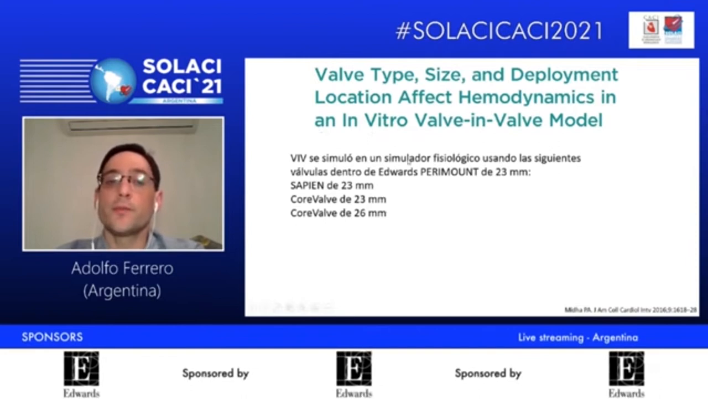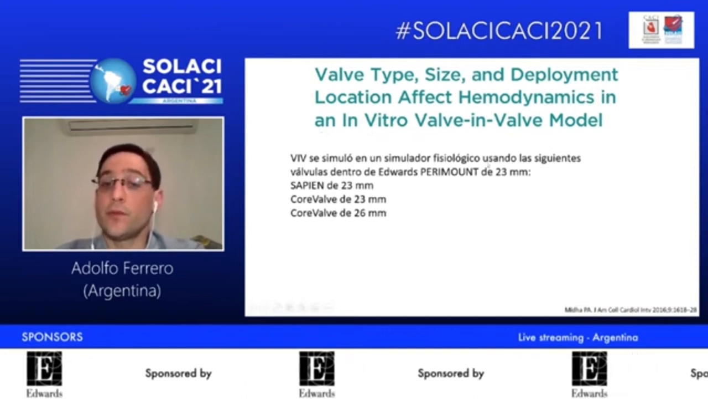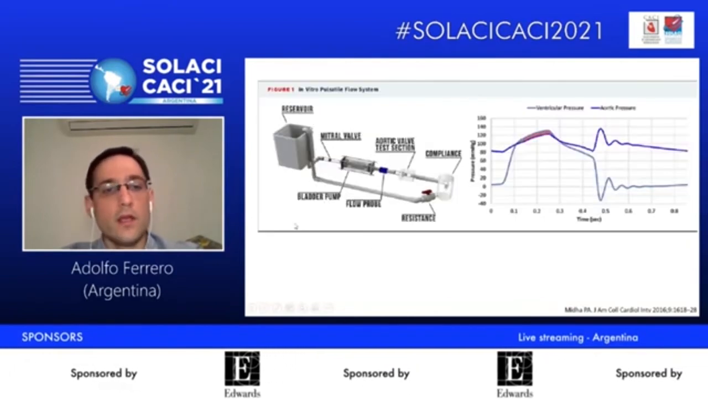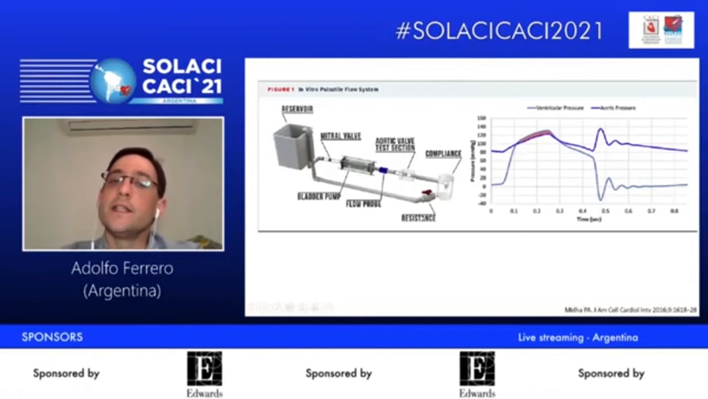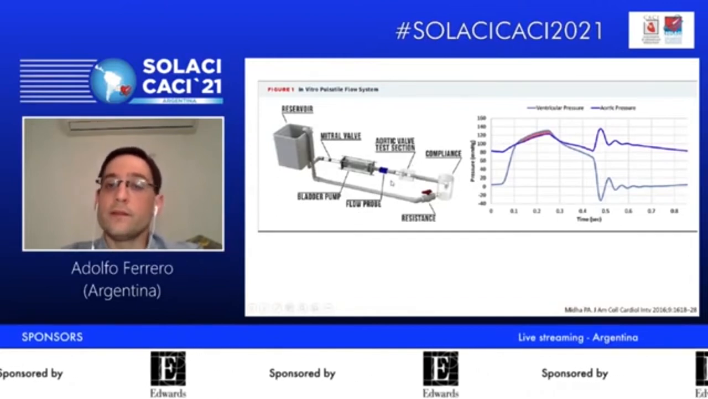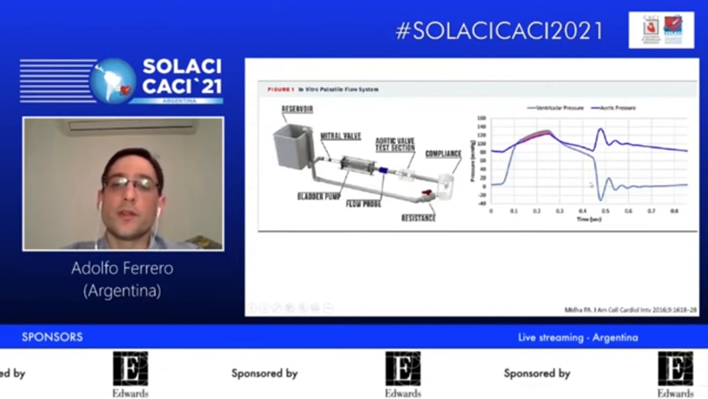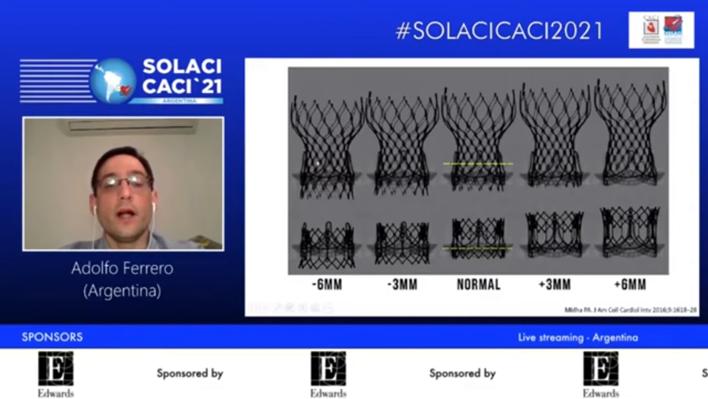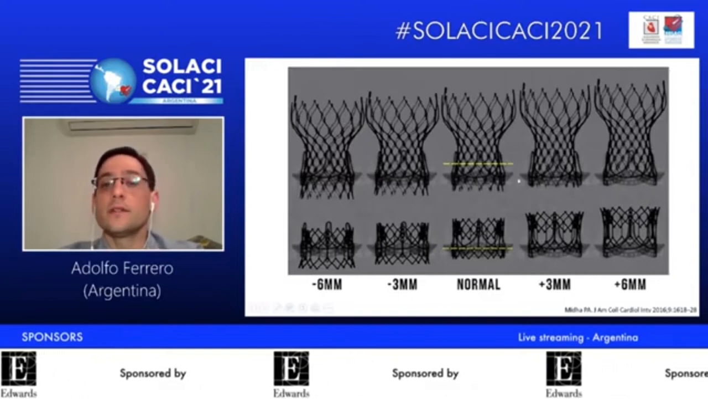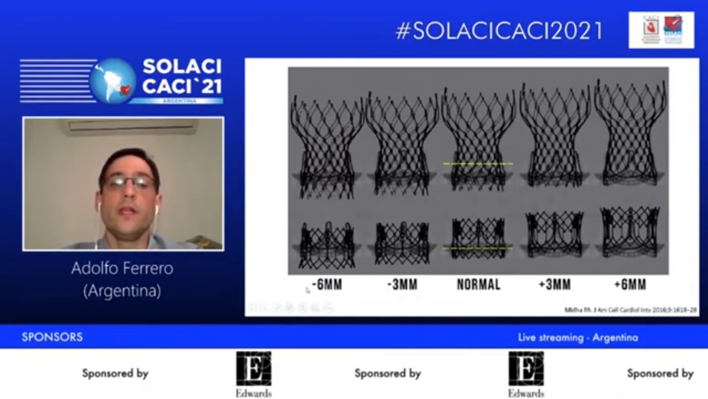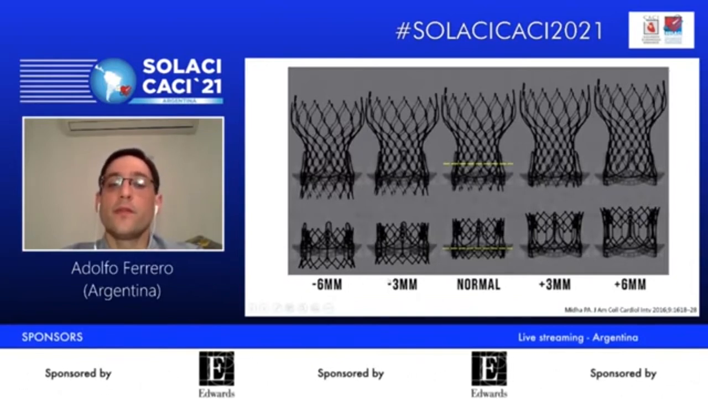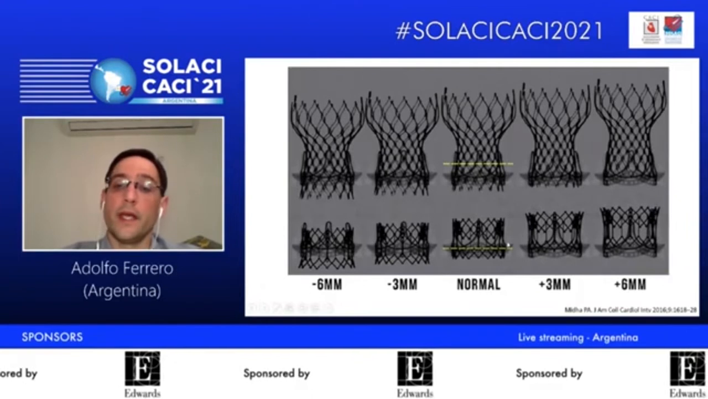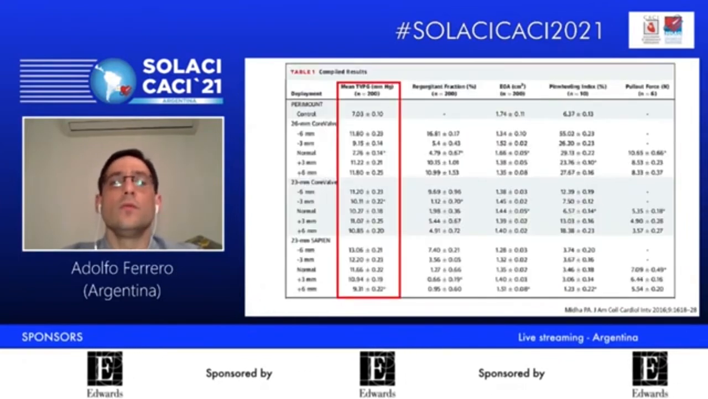They created a simulator, a physiological simulator. They used the Perimount Edwards valve, 23 millimeters, and they compared these three valves. Take a look at this beautiful model. They were able to prove the valve theorem and also to measure the pressure, beautiful. They used, as we said, these three valves and different heights of implant: 3 millimeters below the plane, 6, 3 at the plane, 3 up, and 6 up to the plane.